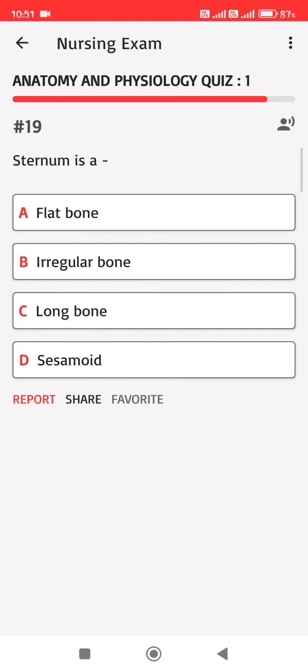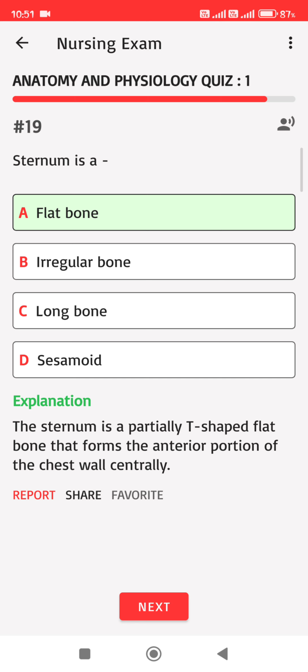Sternum is A. Flat bone, B. Irregular bone, C. Long bone, D. Sesamoid. Correct answer: A. The sternum is a partially T-shaped flat bone that forms the anterior portion of the chest wall centrally.